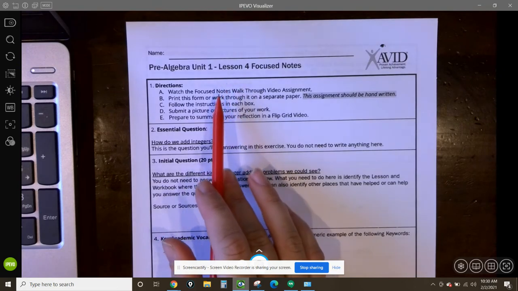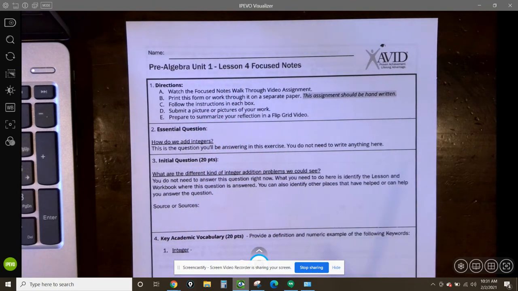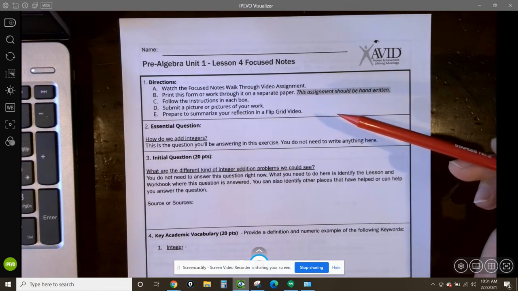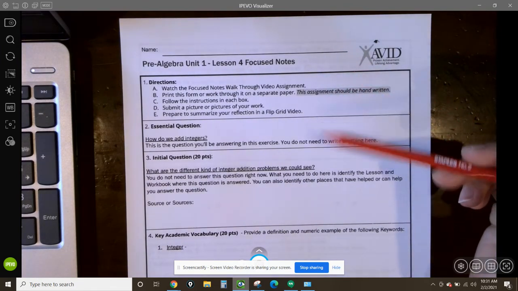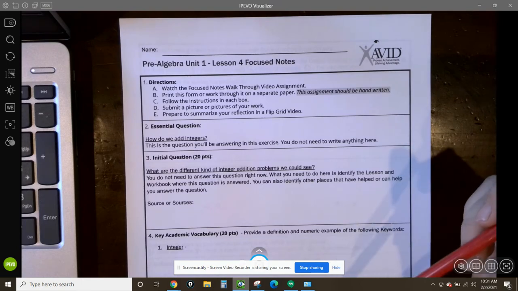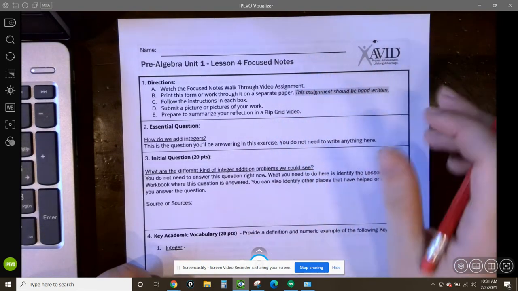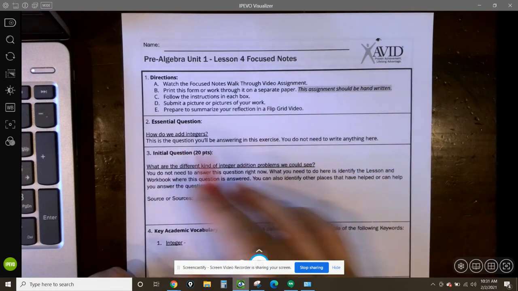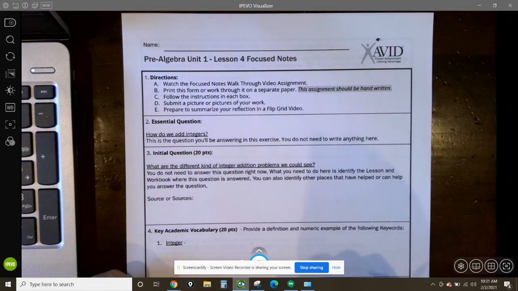The first thing you're going to want to do is print out this paper right here. If you don't have a printer, that's okay. You can use your own notebook paper to follow along and write down the notes that I write down. So either print this or use your own notebook paper right now and follow along as I go, and you're going to write down everything that I write down. And then at the end, you're going to have a chance to submit this for your assignment.